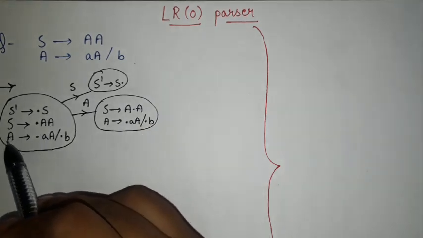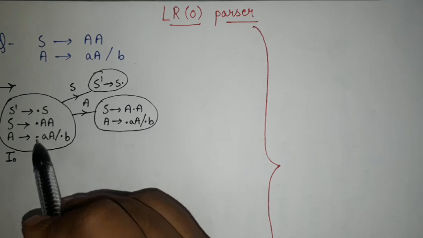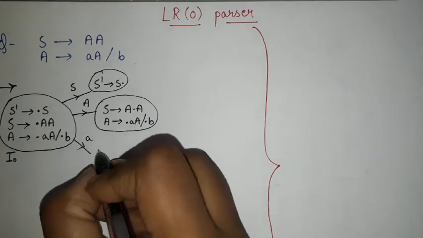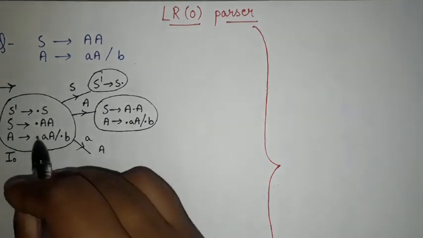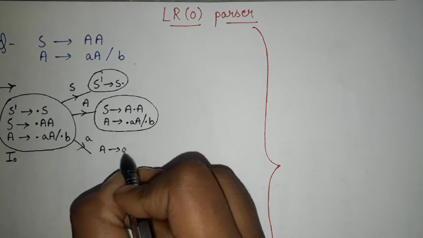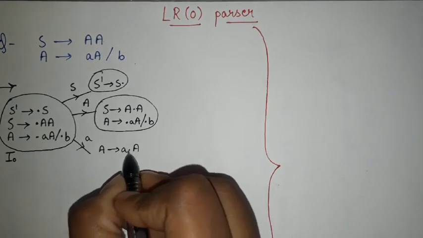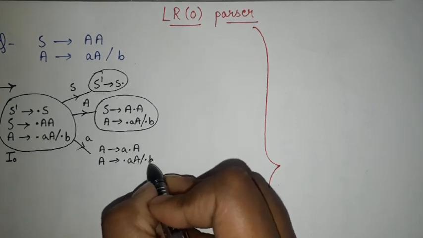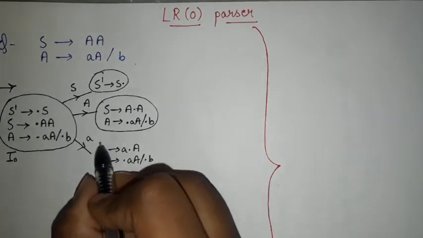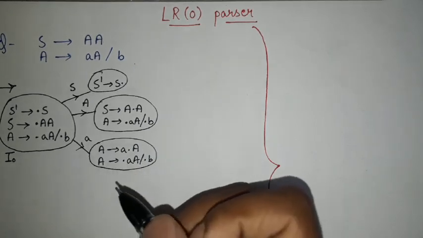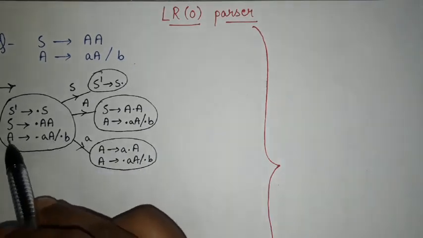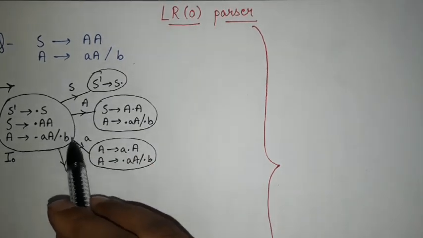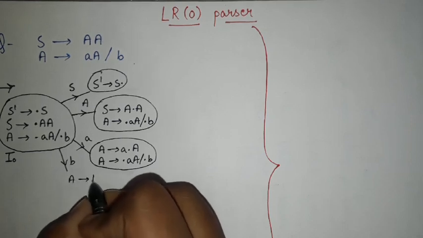In the third production we are having A gives dot aA. I have to parse small a. So I will parse small a and I will get A gives a dot A. Now again after dot we are having one variable, so I have to write its production also. So I will get this. Fine. Again after dot we are having a terminal, so I don't need to proceed. This will be my state. Then we are having the last production, that is A gives dot B. So I have to parse B. After parsing B, my dot will come after B, so I will get A gives B dot.